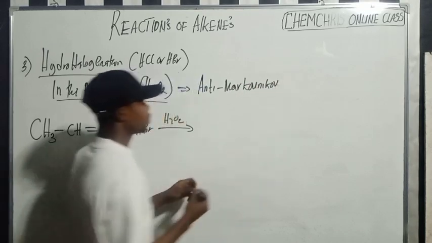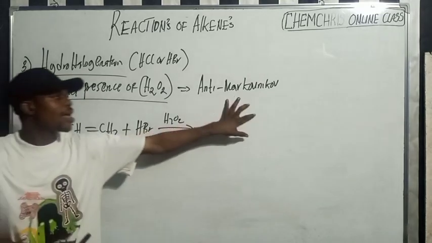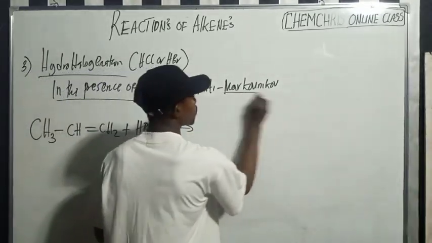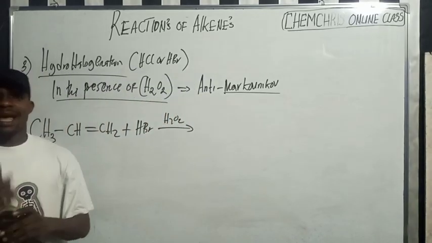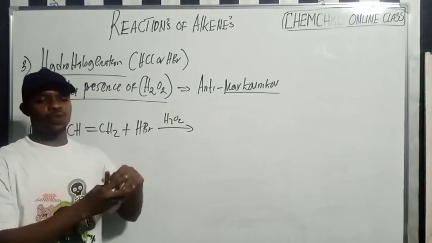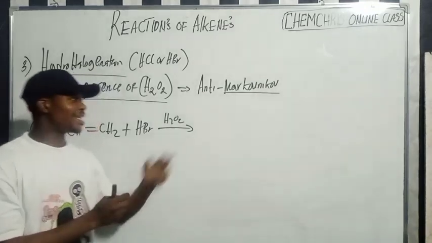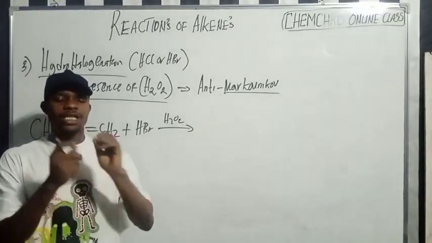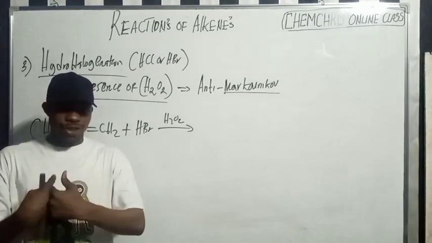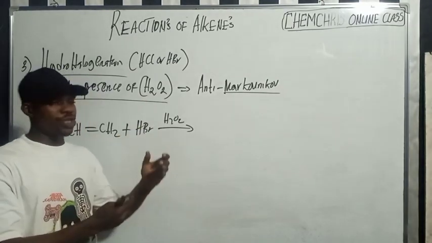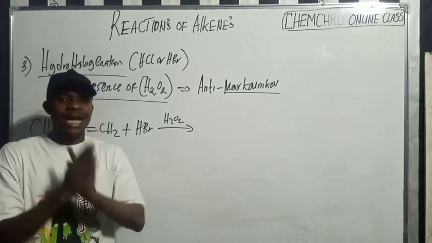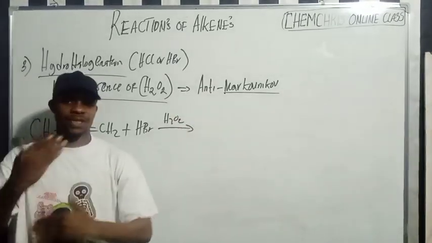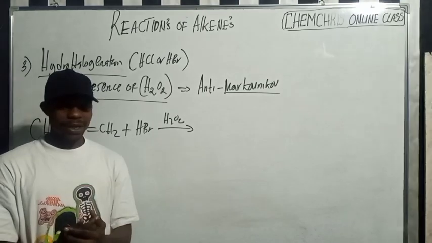Anti-Markovnikov rule will take place right there. Now, remember, what is the Markovnikov rule? Markovnikov says that hydrogen is likely to add to the carbon with more hydrogen. In the anti rule, the reverse takes place: hydrogen is likely to add to the carbon with less hydrogen, and the halogen adds to the carbon with more hydrogen. It's called anti because it is the reverse. Do you understand?